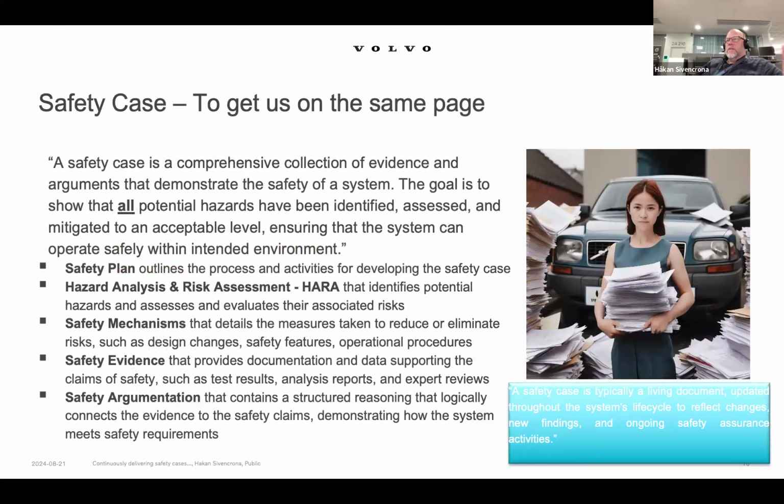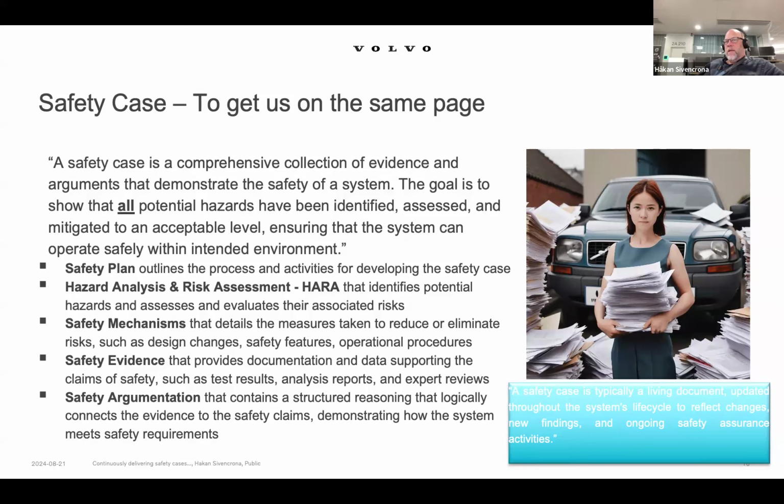So just the safety case to get us on the same page. I mean, we know that it's a comprehensive collection. Sometimes we say that it's a compilation, a collection etc., of all the work products and the argumentation. And some have been using the goal structure notation to do this.